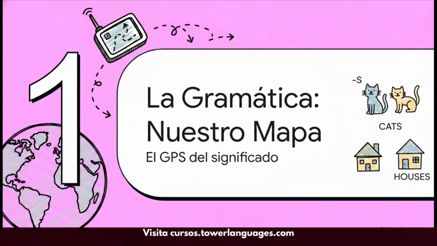Now, this map is built on what we call grammatical forms. Don't let the fancy name fool you. It's just the specific patterns we use to get a message across. For instance, just adding an S to make a word plural, that's a grammatical form. It's a simple, predictable pattern with a predictable meaning, and that's what we want to teach.